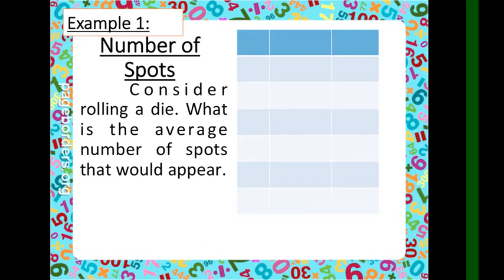So we have the number of spots. Consider rolling a die. What is the average number of spots that will appear? Okay, so let's say this is the x or number of outcomes. So we have 1, 2, 3, 4, 5, and 6. So we have 6, right? 6 possible numbers na pwedeng lumabas sa die.